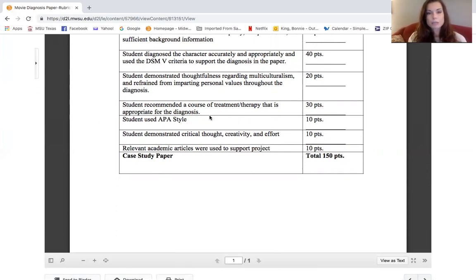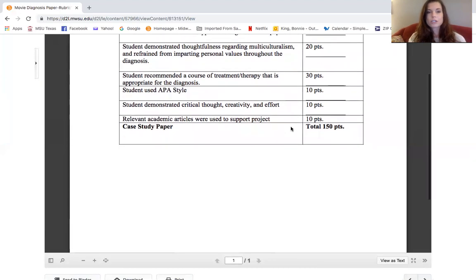And then I'd like you to recommend a course of treatment or therapy that's appropriate for the diagnosis. That is 30 points. Please use APA style. That is very important, worth 10 points. And I'd like for you to demonstrate critical thought, creativity, and effort. Make sure that you provide relevant academic articles to support everything that you've written about in terms of the diagnosis, multicultural considerations, and your treatment planning.